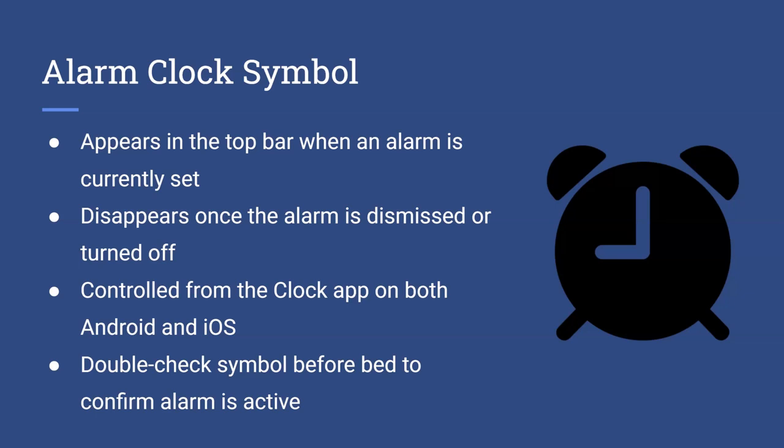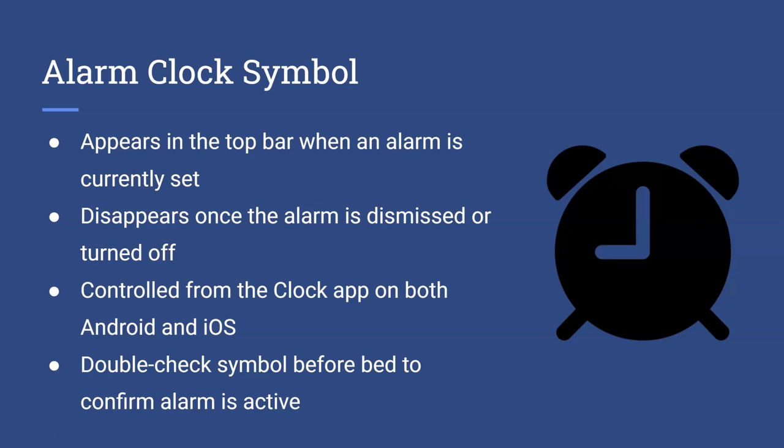You guys probably know how to set alarms already. Go into the clock app on whatever phone you have and set an alarm from there. If you set an alarm, you're going to see this clock-like symbol. Don't get worried. That just means that there's an alarm present.